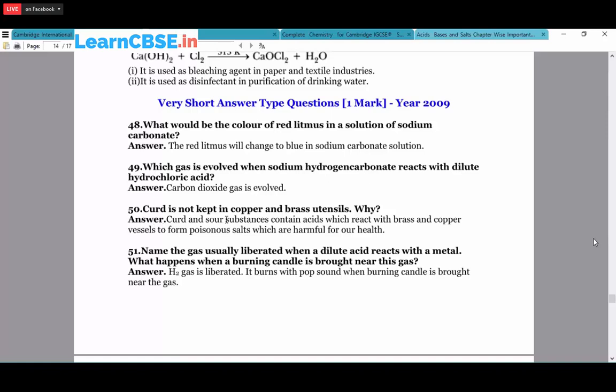Curd is not kept in copper and brass utensils. Why? Because the curd and sour substances contain acid, which can easily react with the brass and copper vessels to form poisonous salts which are harmful for our health.